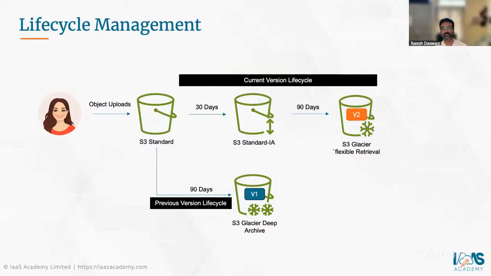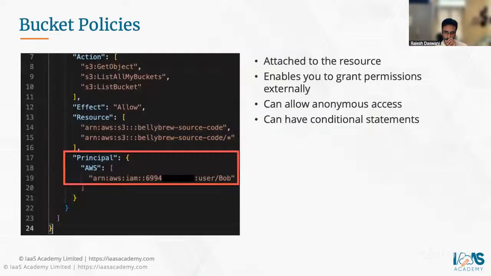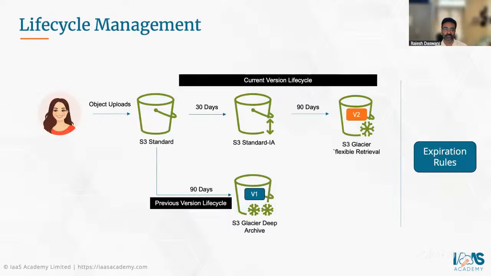And ultimately, you can even create a rule to expire the object, to purge the object from the platform altogether. This allows you to manage your costs more effectively rather than have very old stale data sitting in S3 incurring unnecessary charges. So those are the expiration rules.